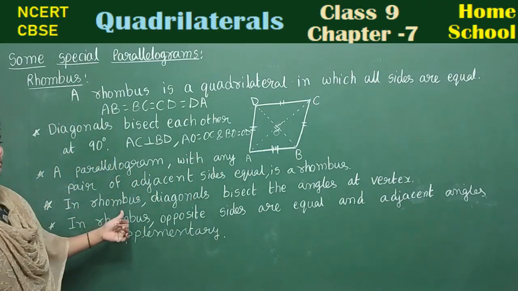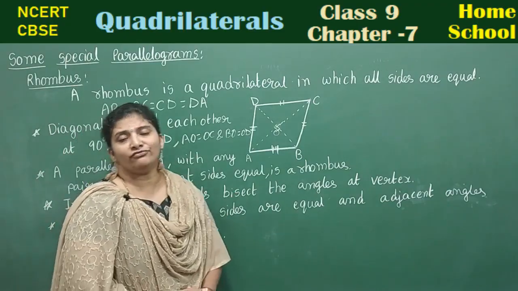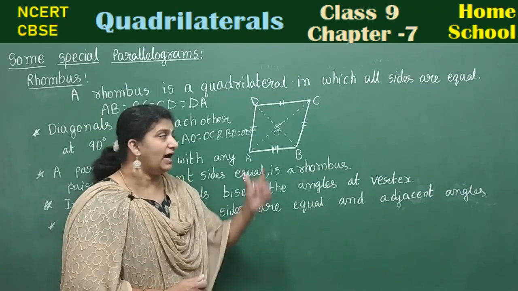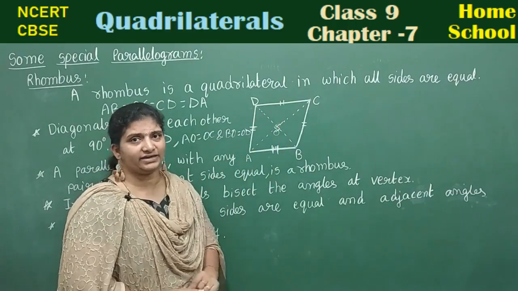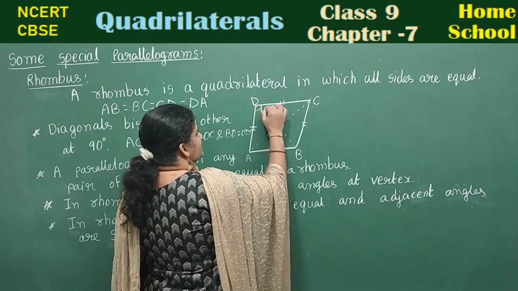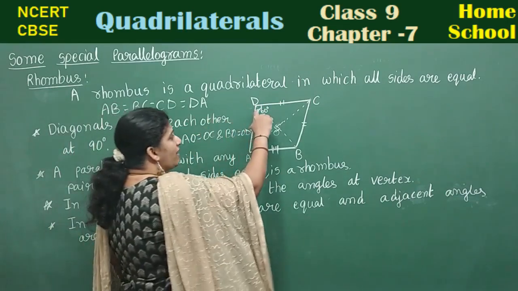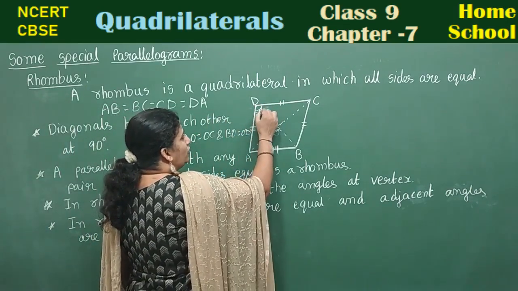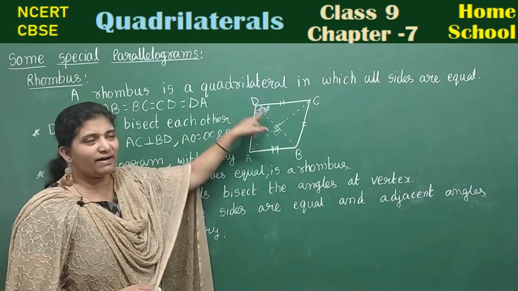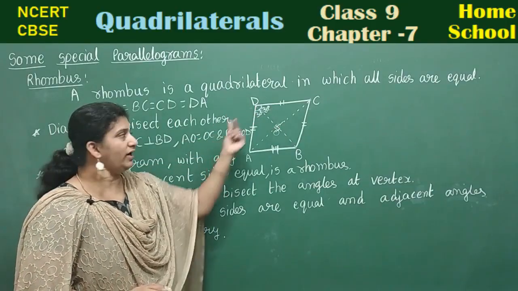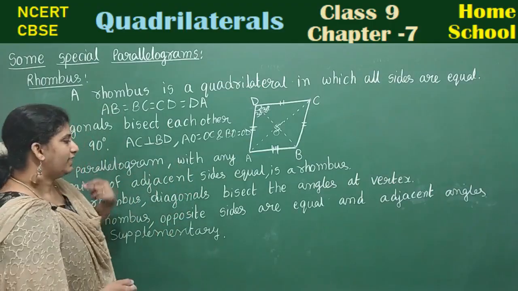Next point. In a rhombus, diagonals bisect the angles at the vertices. How many vertices do you have? Four vertices. In a rhombus, diagonals AC and BD bisect the angles at the vertex. Suppose angle D is 60 degrees. How are they going to bisect, you know? This is divided into 30 degrees and 30 degrees. The diagonal exactly bisects the angle. This angle is 30 and this angle is 30. The angle is bisected.